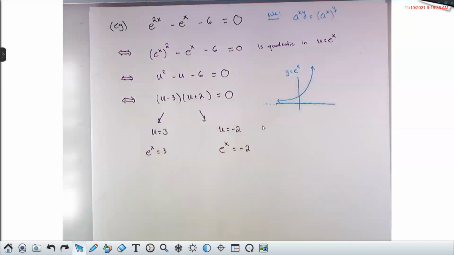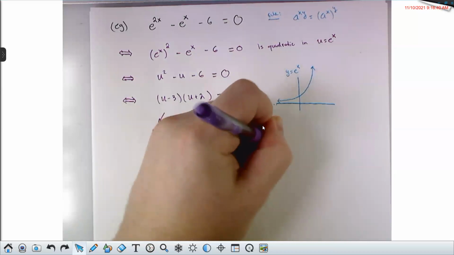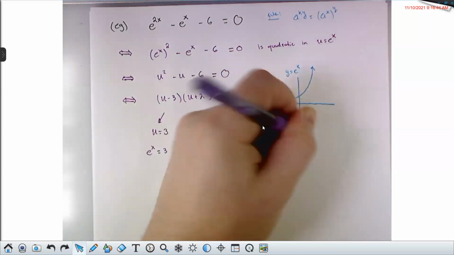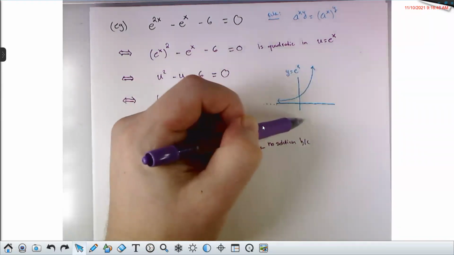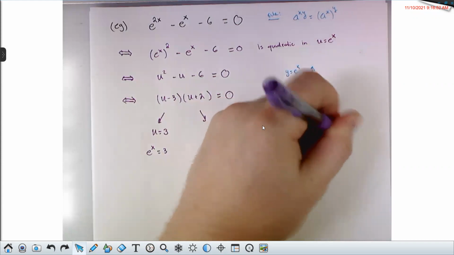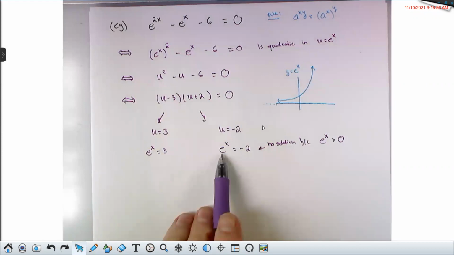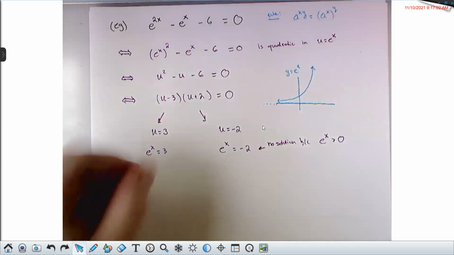So this one has no solution. The way people usually like to say this is because e to the x, this curve, is always above the x-axis. E to the x is always strictly positive. Right? E to the x could never be equal to -2 because e to the x is always bigger than 0. The other one does give me a solution.